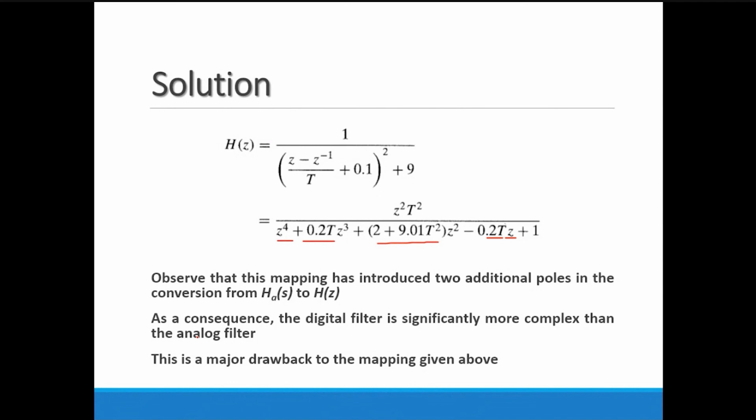Okay, so in this case it will add more complexity in the conversion. You are able to achieve the conversion, but it will be more complex compared to the previous one. So the digital filter is significantly more complex than the analog filter. This is a major drawback to the mapping given above.